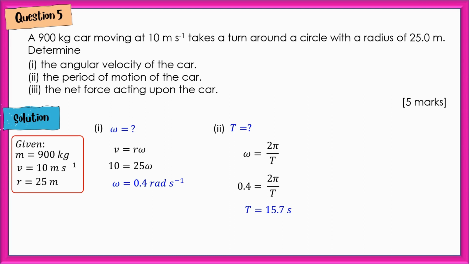The third question is you need to determine the net force acting upon the car. The net force is a very important concept in circular motion, because the net force is actually equal to the centripetal force. The centripetal force is equal to mv square over r. We just substitute all the values given in the question. You will get that the net force acting on the car is 3600 Newton.